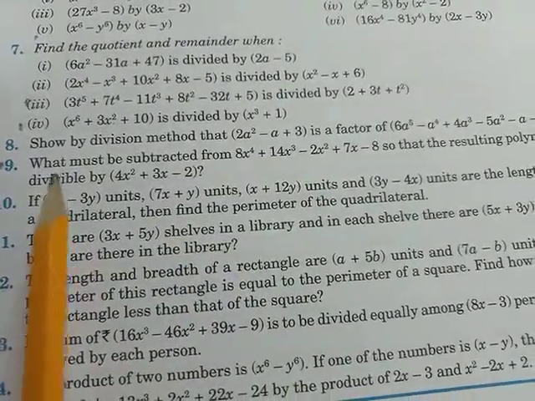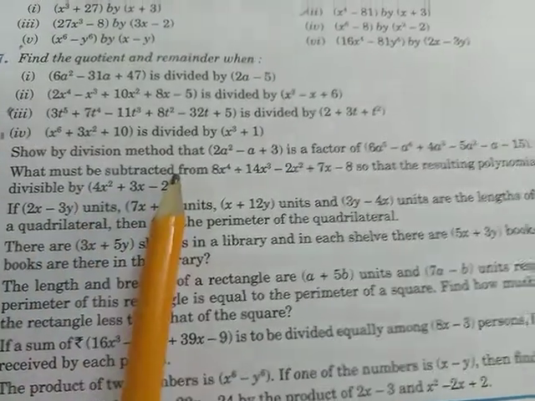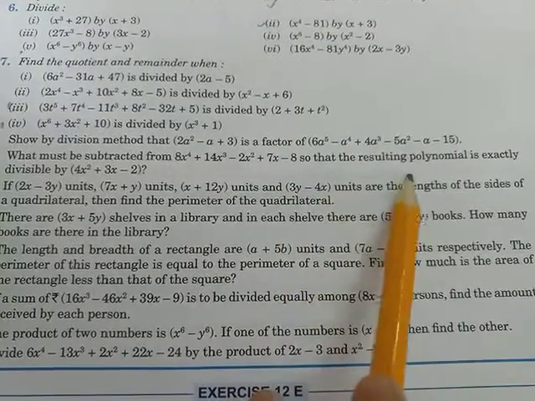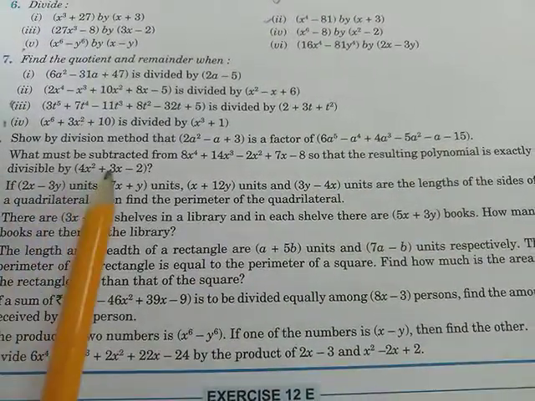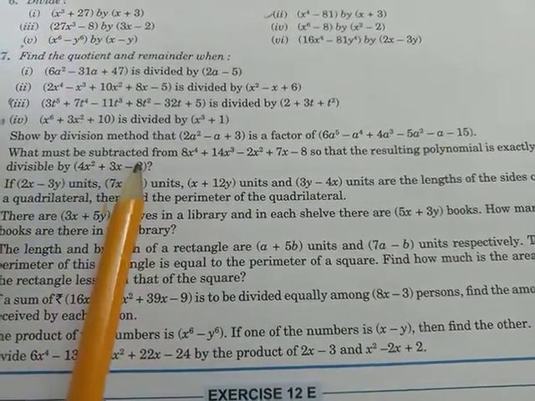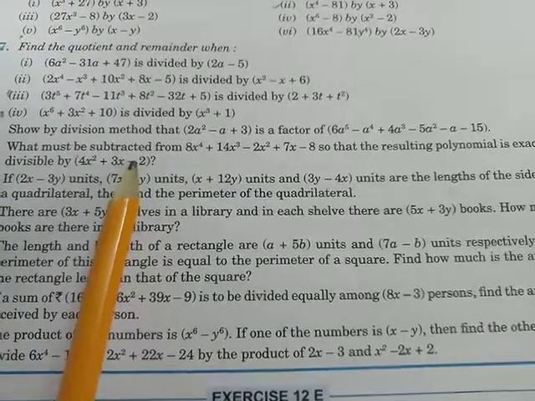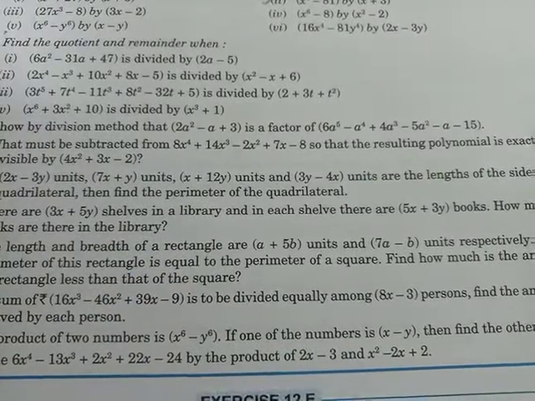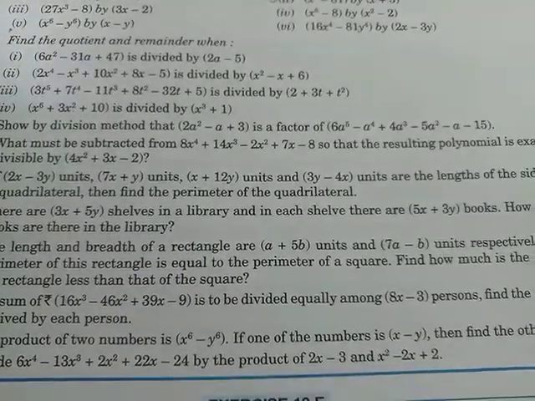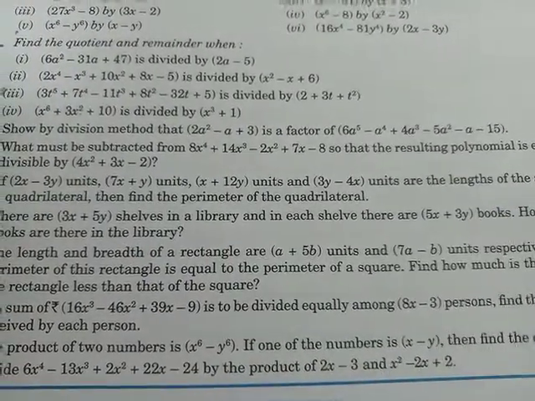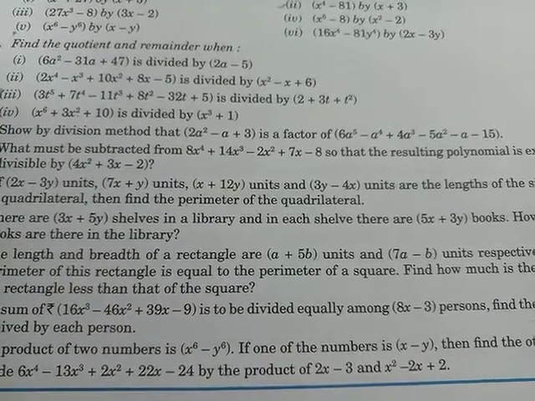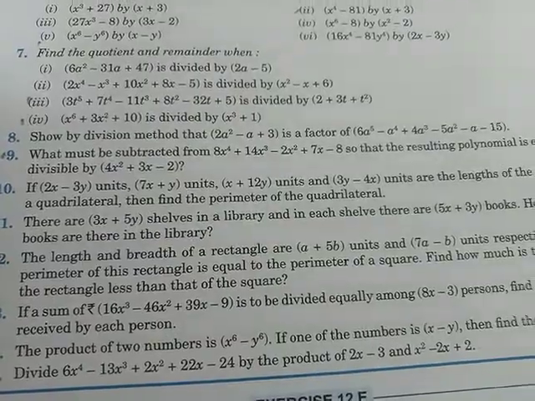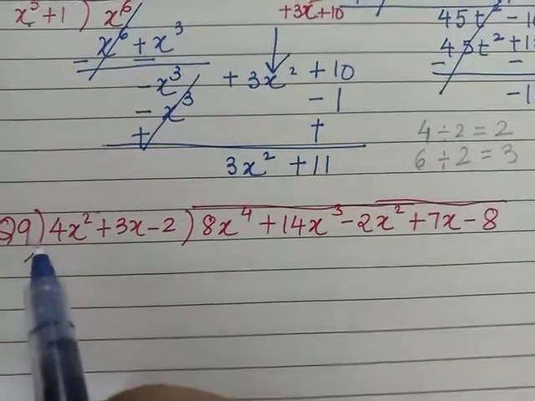Question number 9 I come to now. What must be subtracted from this expression so that the resulting polynomial is exactly divisible by this? So firstly we will divide. We will find how much remainder is left. Whatever remainder is left, we are going to remove that remainder. That means we are going to subtract that remainder, and then we will be able to get the required answer. So I proceed with question number 9 now. Question number 9, first we divide.